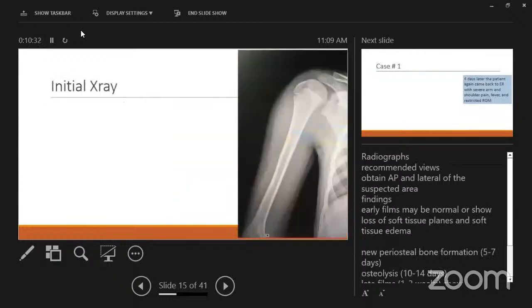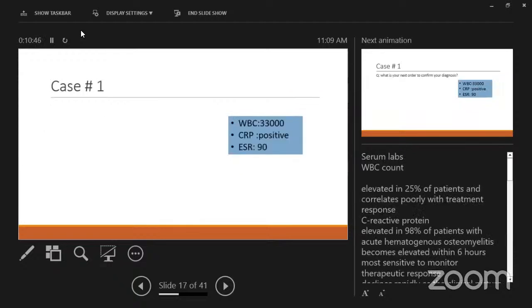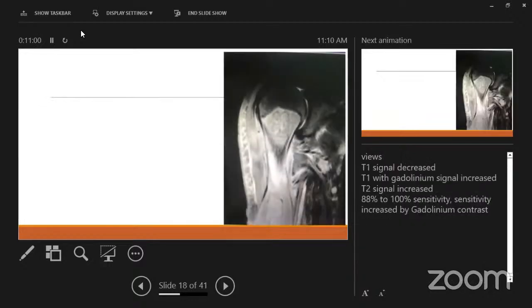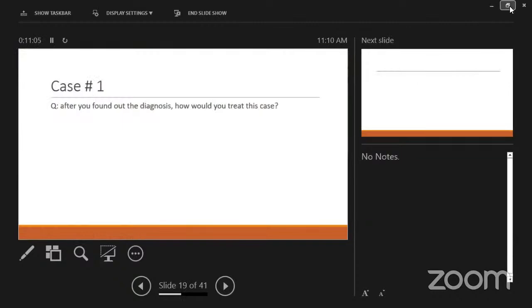These are some cases we faced. This is a 13-year-old patient who presented to the ER after trauma. You can see a normal X-ray. Four days later, the patient came again to the ER with severe arm and shoulder pain, fever, and restricted range of motion. Lab was WBC 33,000, CRP positive, ESR 90. So it's been an infectious insult. What is your next order? We do MRI.